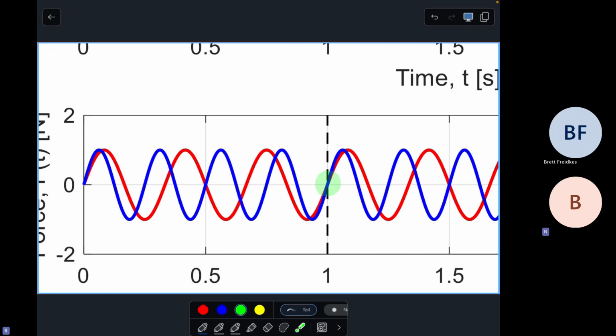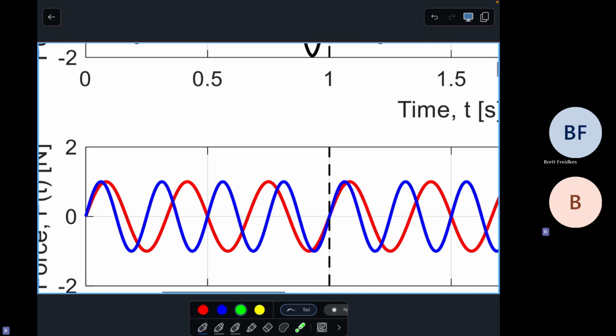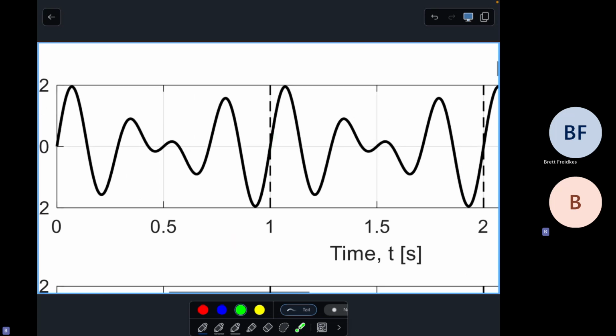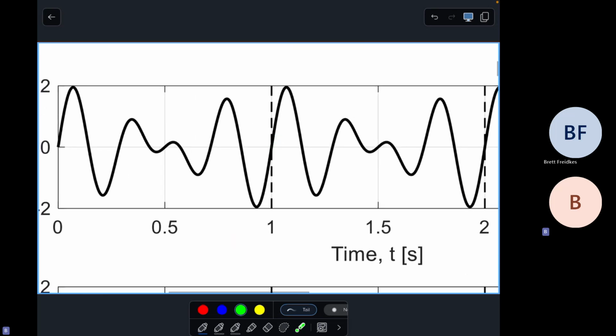So the reason that that's important is that if you were to add these together, which is what that problem was, sine of 2 pi 3t plus sine of 2 pi 4t, you'll get this weird thing that will repeat after 1 second. You can see that these two things here are exactly the same. They just happen to repeat after a second, because that is when the two sine waves start over in unison. Is that okay, Audrey? Okay.